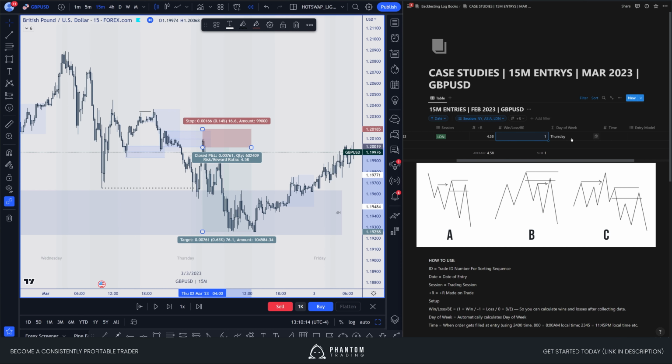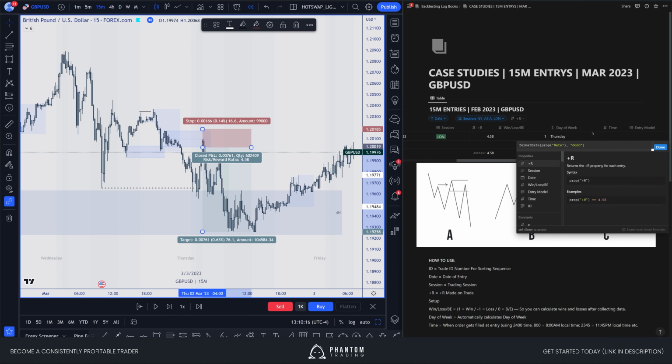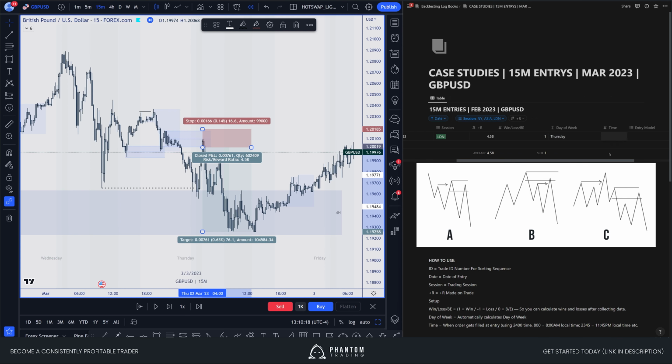So day of the week is automatically going to be calculated based on this little formula that I have in here. Time, the way that I like doing it is I just put the exact time we entered. So if it's 4 in the morning, we'll just do 400. If it were, say, 12:45 PM, so just 45 minutes after noon, I would do 12:45 like that, just to get an idea of that data too.